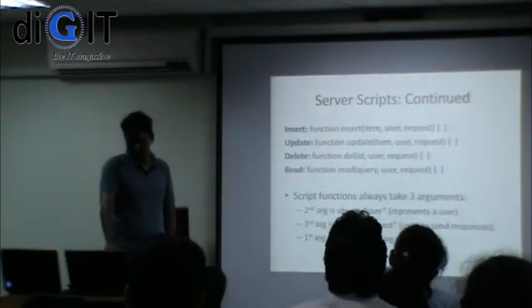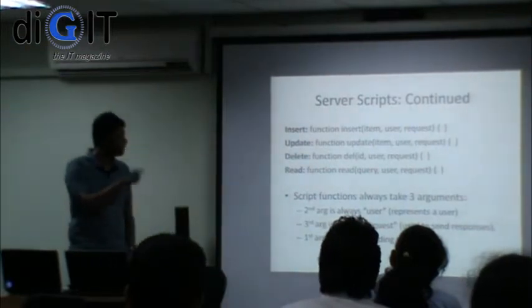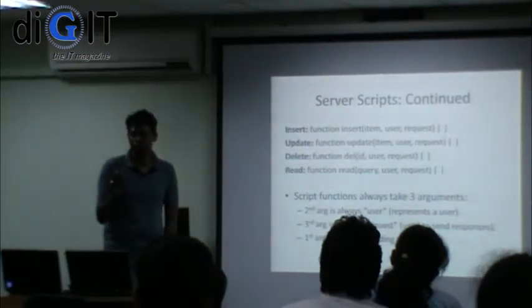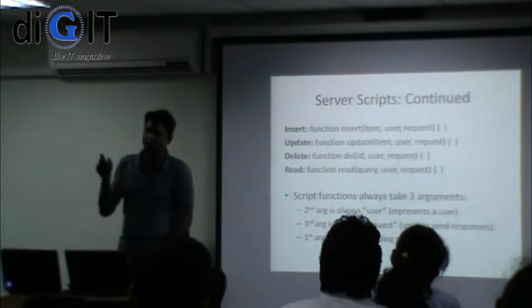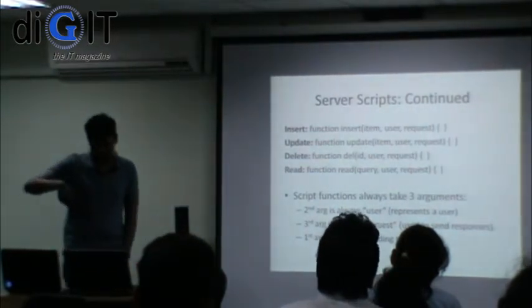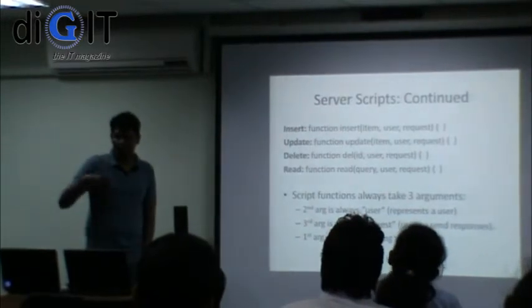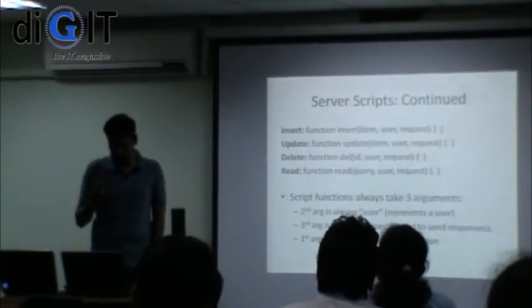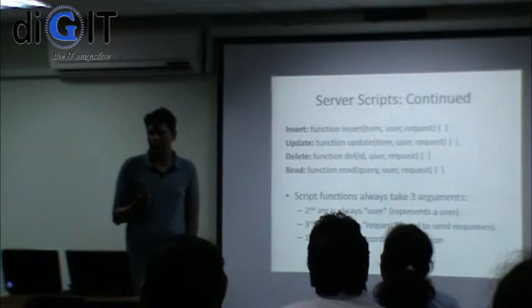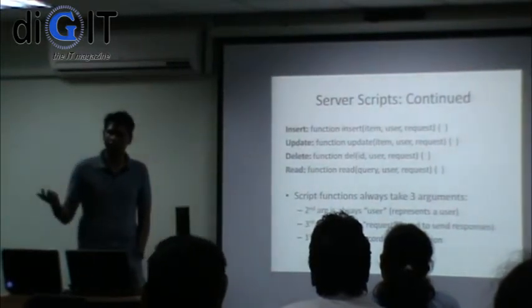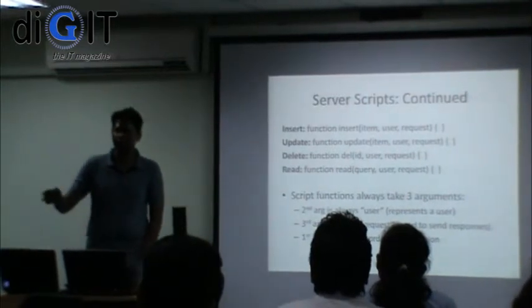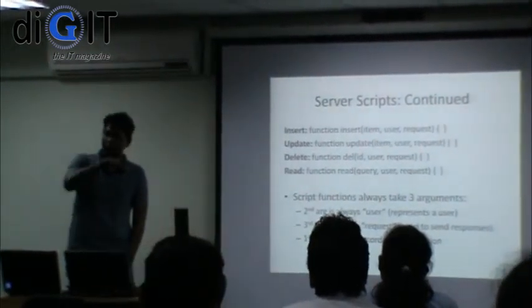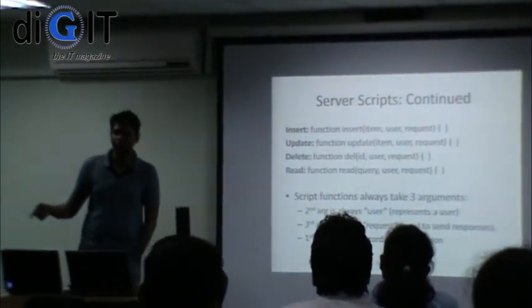So you notice there's a certain pattern to this. The second argument is always going to be a user object, always. The third argument is always going to be the request that's coming in. The user represents the user that is making the change. So you can even do validation on the server. You can say if user.id is null, then you can send a response saying login. You can do it on the client end as well as the server, so you cannot spoof it.